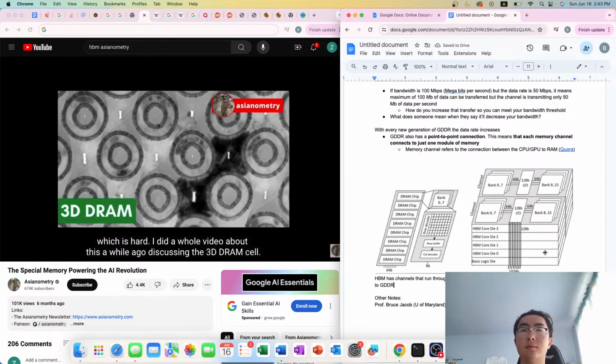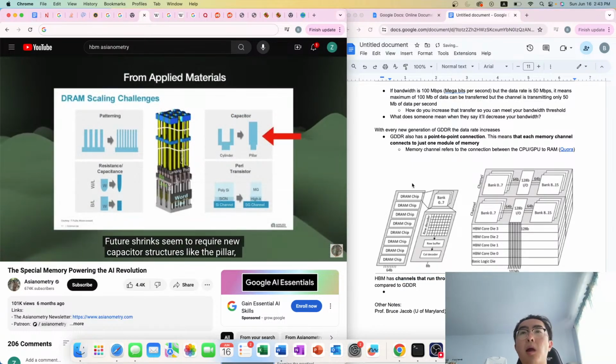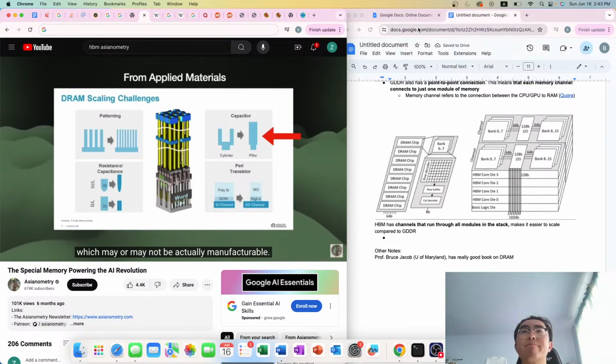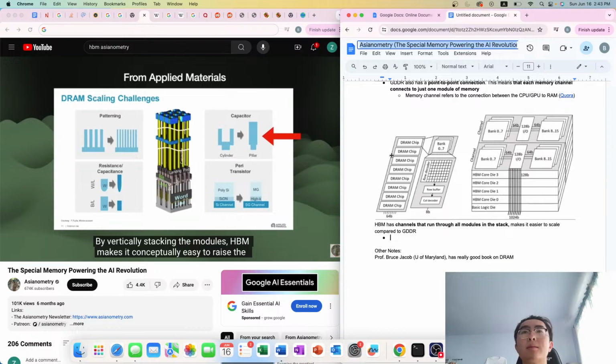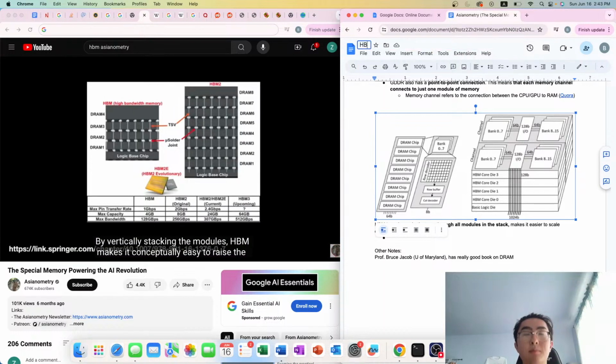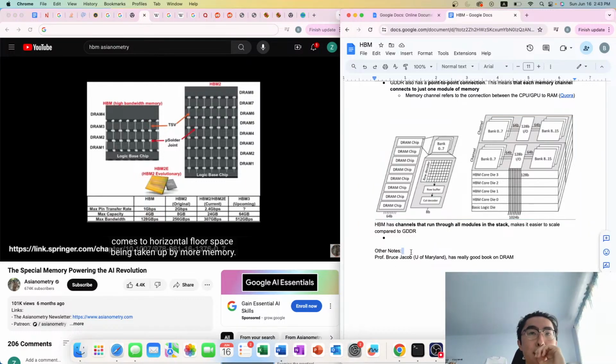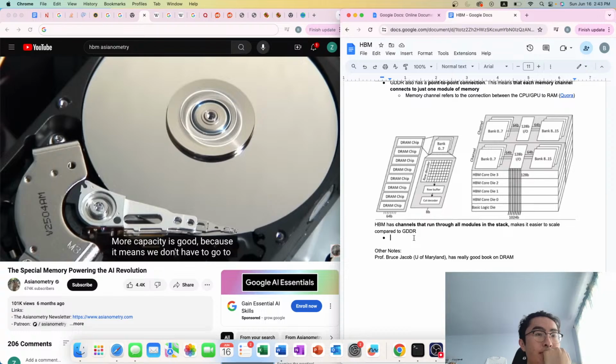I did a whole video about this a while ago discussing the 3D DRAM cell. Future shrinks seem to require new capacitor structures like the pillar, which may or may not be actually manufacturable. By vertically stacking the modules, HBM makes it conceptually easy to raise the memory capacity. There are also some physical size gains when it comes to horizontal floor space being taken up by more memory. More capacity is good because it means we don't have to go to the secondary memory systems, hard drives, etc., for more data as often.